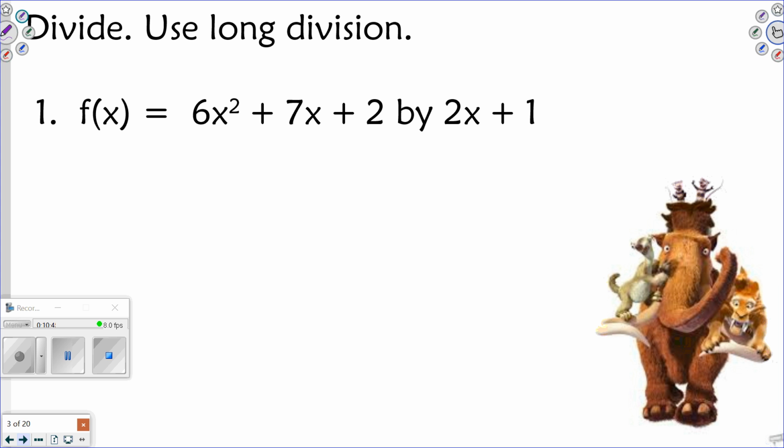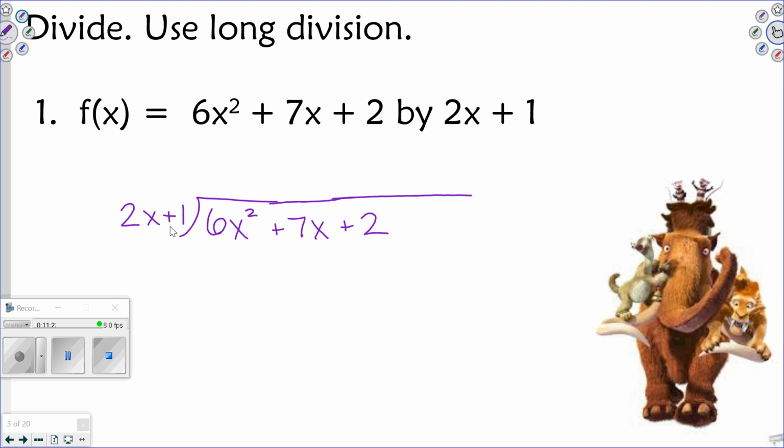Sometimes people find it easier to do it with variables than they do just the regular numbers. So let's try with variables and see what you think. Okay? So divide, use long division. So what is f of x? It's like y. Do I really need to worry about that? No. I'm taking this and dividing it by that. So the first thing I want you to do is actually, let's just set this up. Make sure you leave space above for your actual answer up here. So I'm doing 6x squared plus 7x plus 2 divided by 2x plus 1.